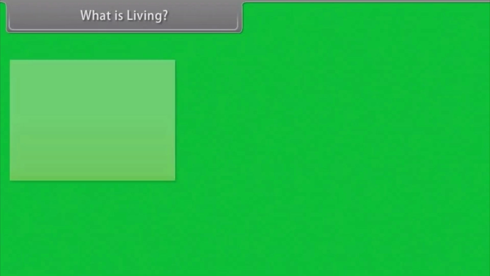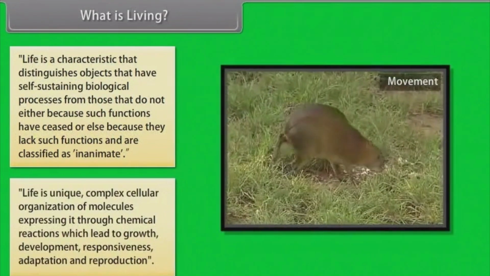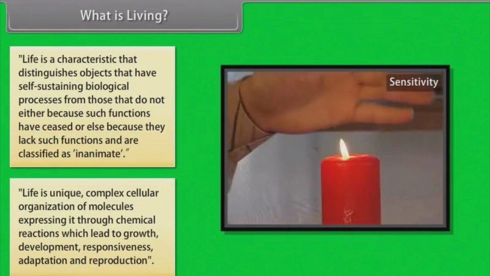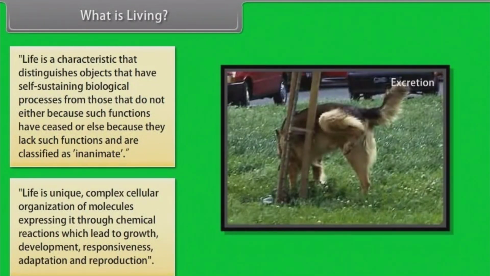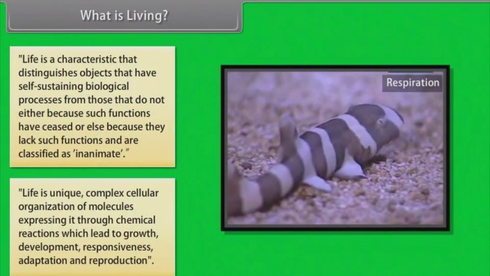What is living? Life is a characteristic that distinguishes objects that have self-sustaining biological processes from those that do not, either because such functions have ceased or else because they lack such functions and are classified as inanimate. Life is a unique, complex cellular organization of molecules, expressing itself through chemical reactions which lead to growth, development, responsiveness, adaptation, and reproduction.